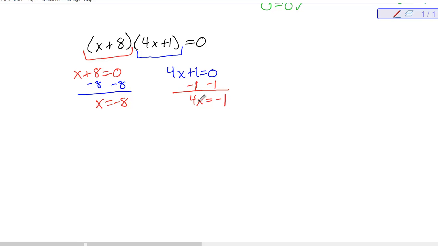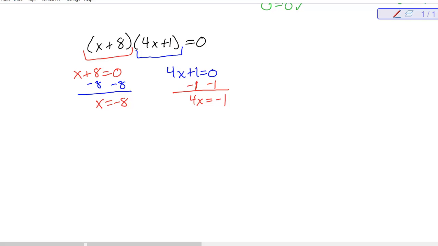Well, I still don't have x equals. I have 4x equals, but I need to get x by itself. So I look and say, okay, how are these two attached to each other, 4 and x? That's an understood multiplication there. So what's the opposite of multiplication?